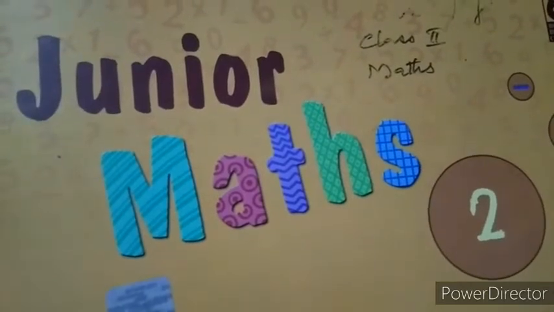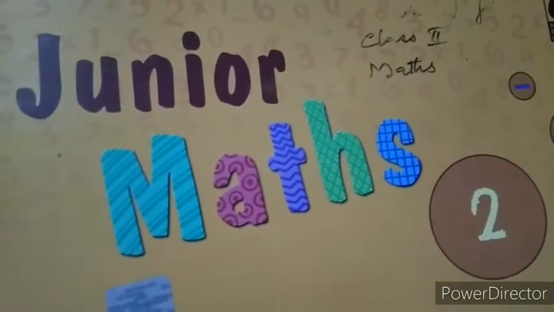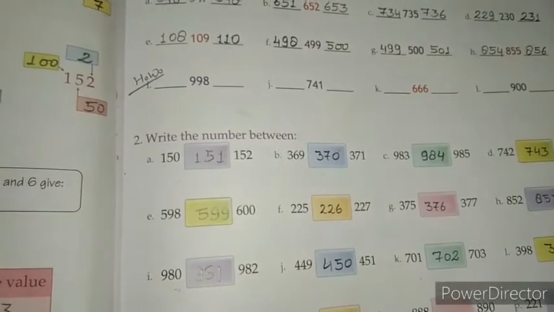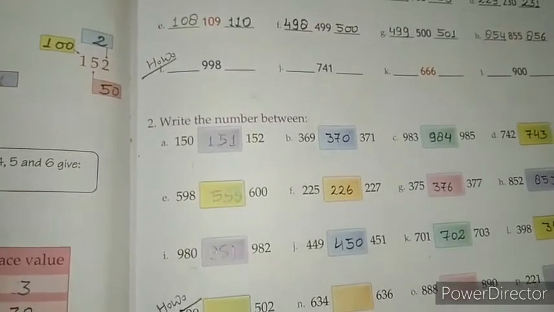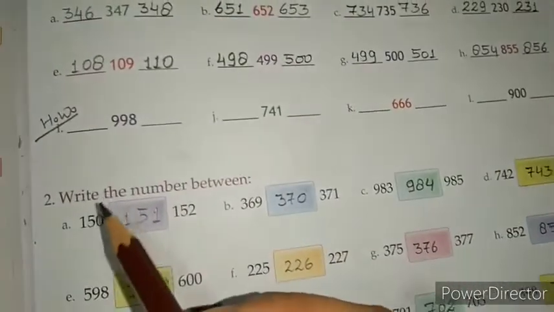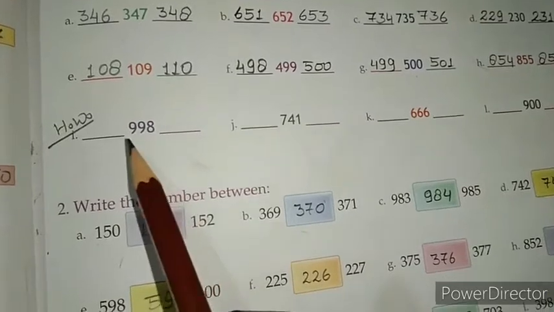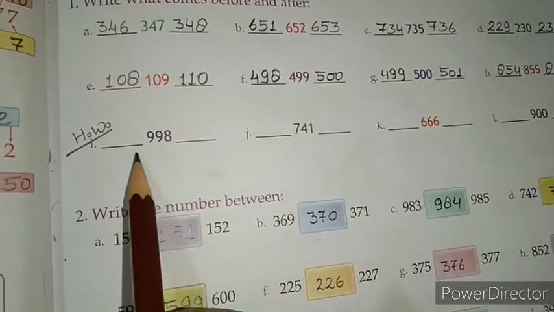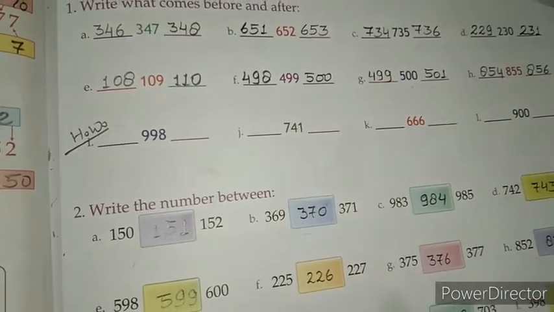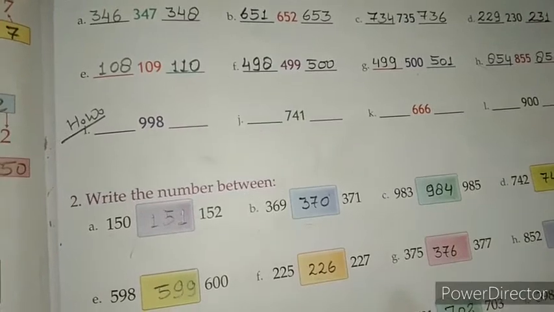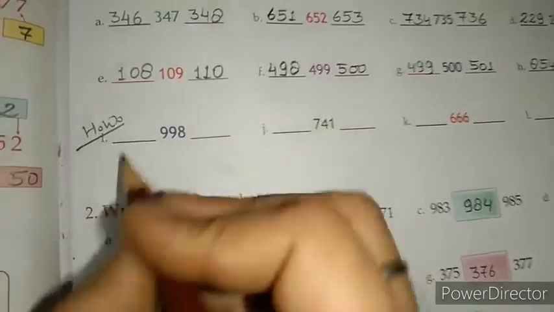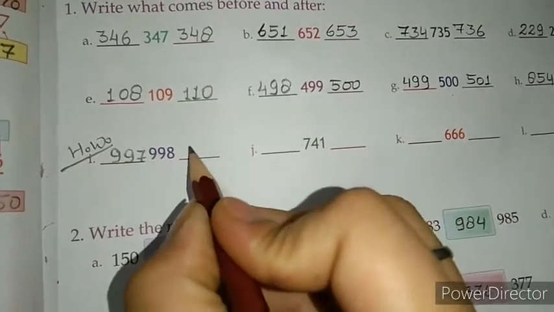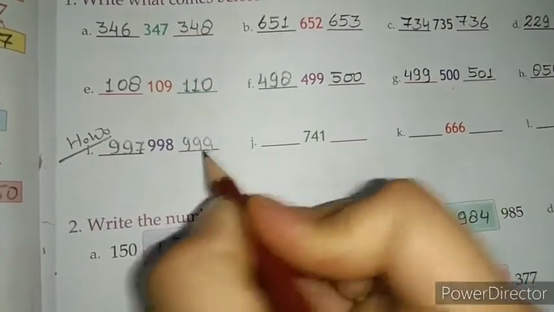So students, take your maths book and firstly open page number 37. This is your page number 37 and this is your homework. These two lines are your homework. Today we will check our homework. So in this question, which number comes before 998 and which number comes after 998? 997 and 999.